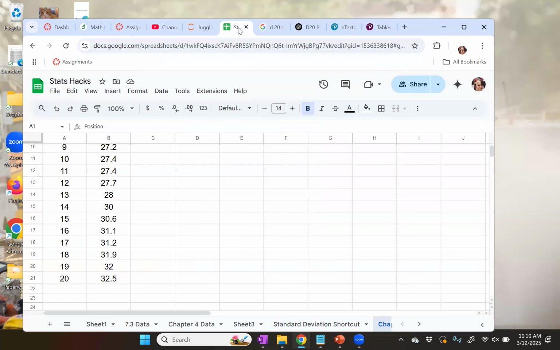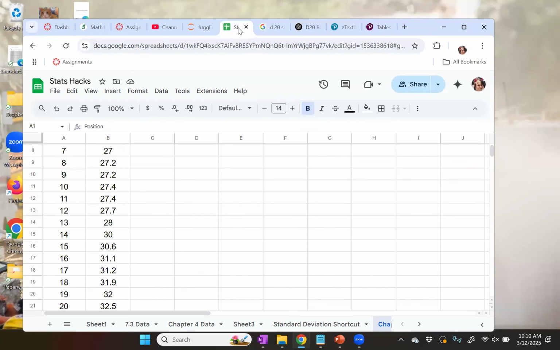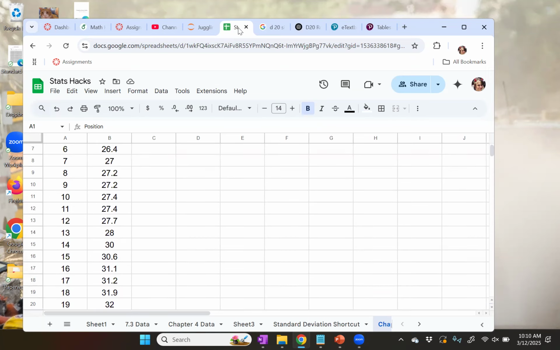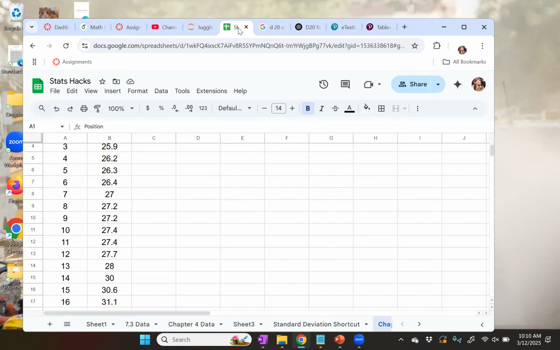I'm going to come over here. My 7th data value was 27. My 9th is 27.2. My 6th one is 26.4. And then my 3rd data value is 25.9. So all I did was roll my die and then match it up to the position of this.